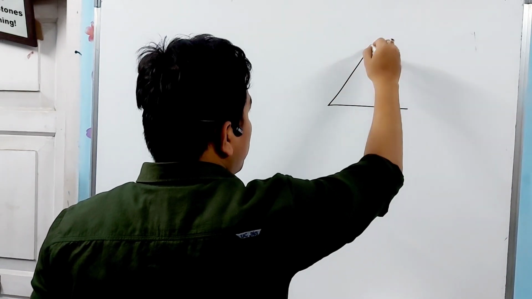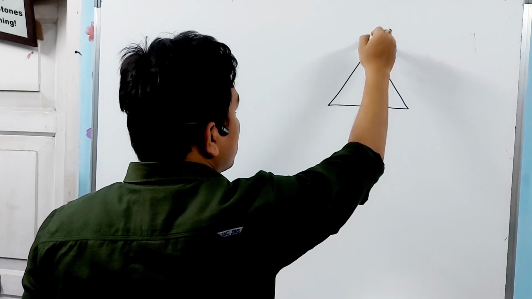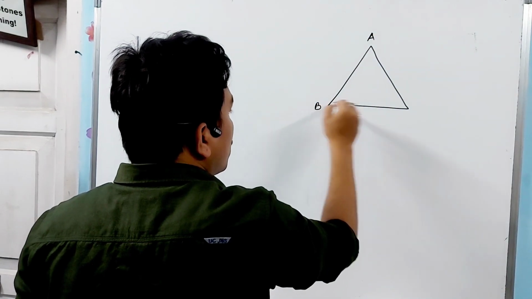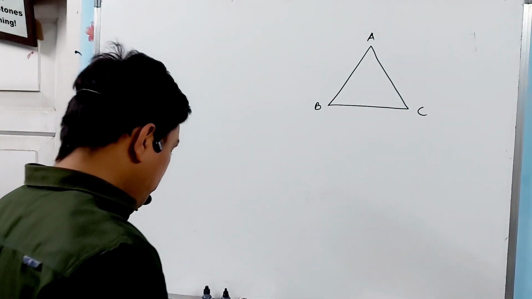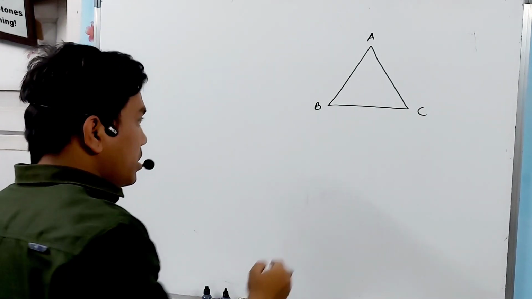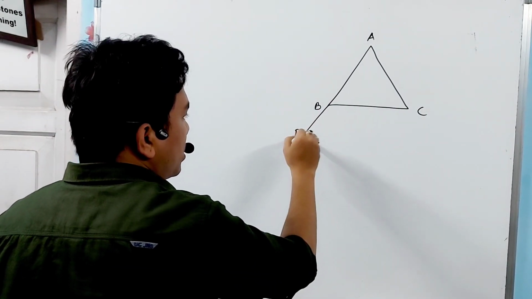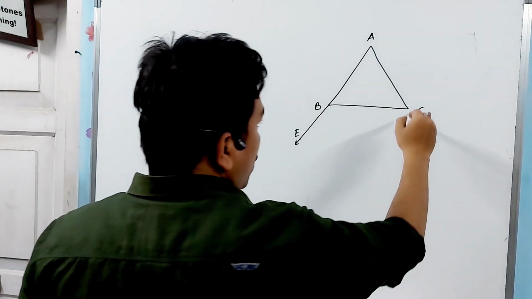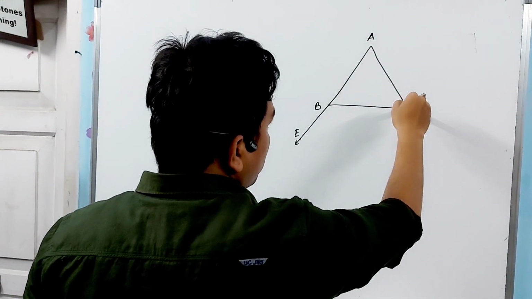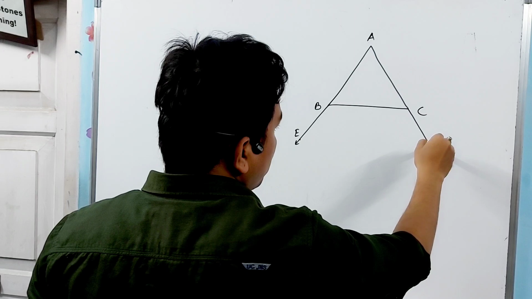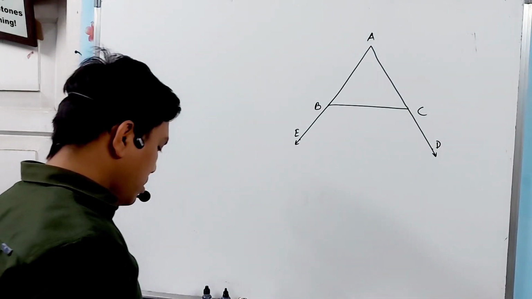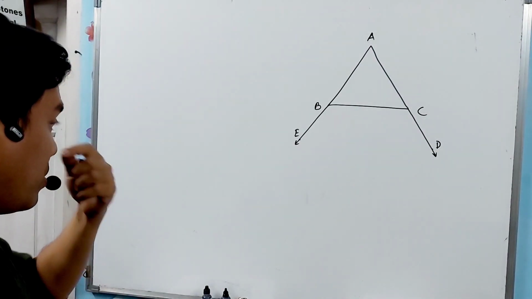a triangle is given. ABC is a triangle and it is produced up to E. It is produced up to E and AC is produced. AC side to produce up to D I think. Yes, up to D. Alright.